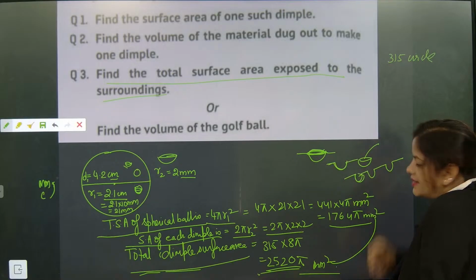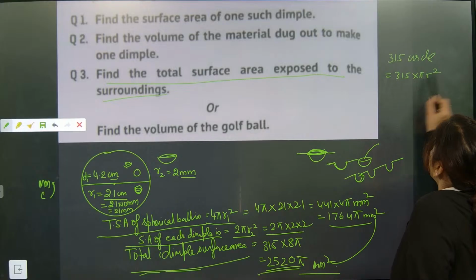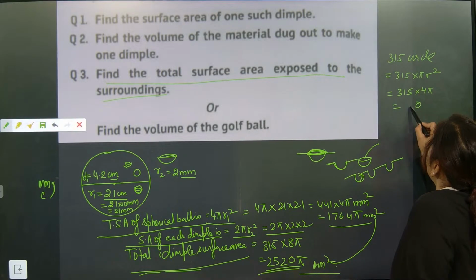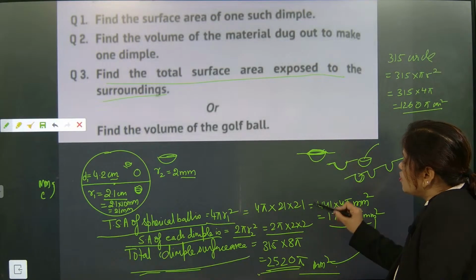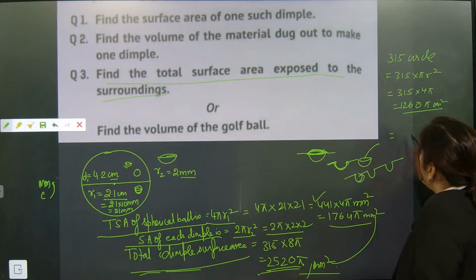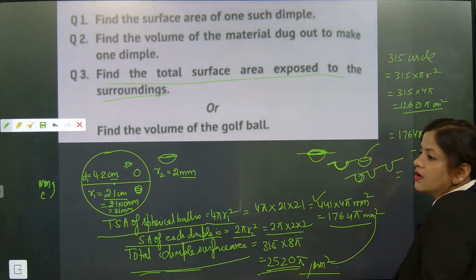Now the hump should come like this. So it will become 315 into pi r square. So this is 315 into 2 twos of 4 pi. So it is coming as 1260 pi mm square. So this much has to be removed, beta. This 2 will be added and this part will be removed. So what we will do? 1764 pi plus 2520 pi minus 1260 pi. This will become the final answer.